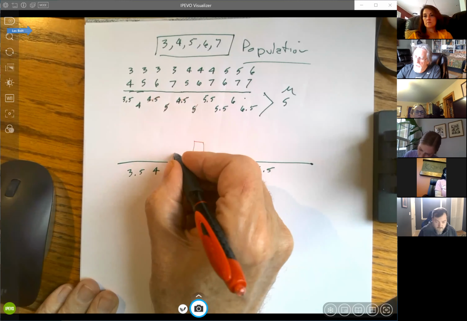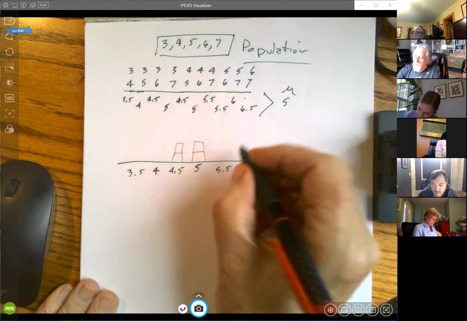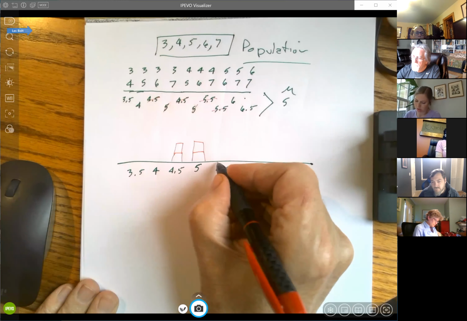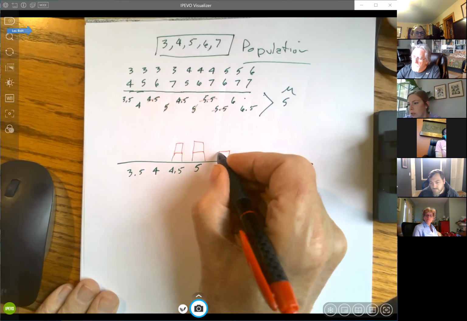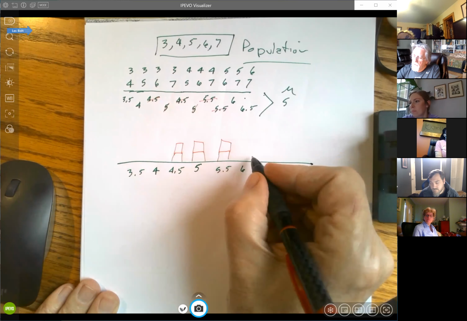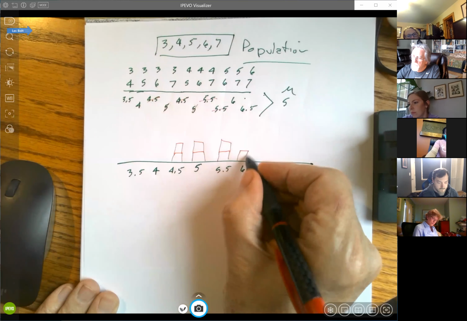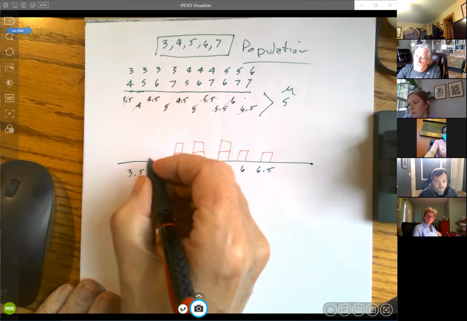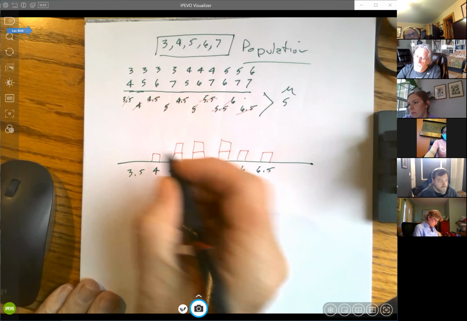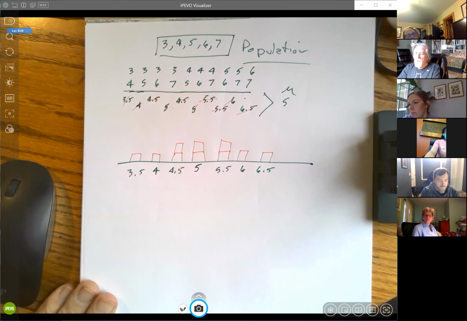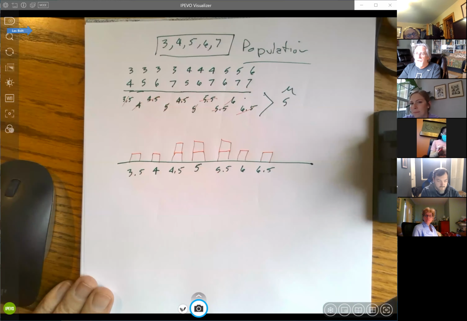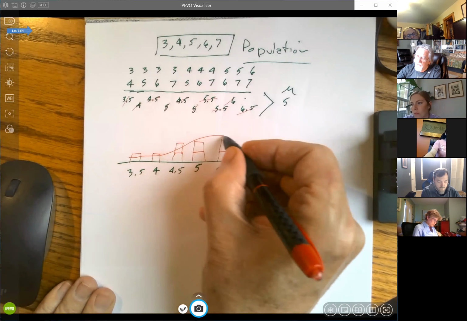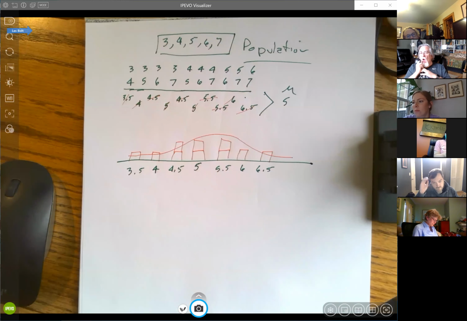We got 2 4.5s. We have 2 5.5s. We've got 1 6, 1 6.5, 1 4, and 1 3.5. Now, I know it really doesn't begin to look like it quite yet, but this is beginning to take the shape of a normal distribution.